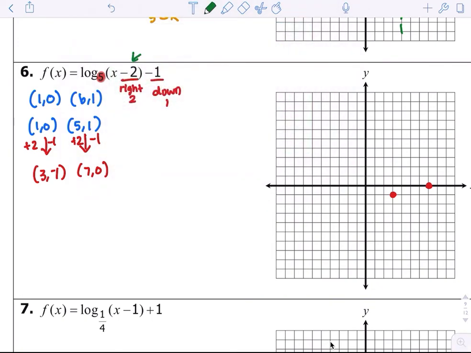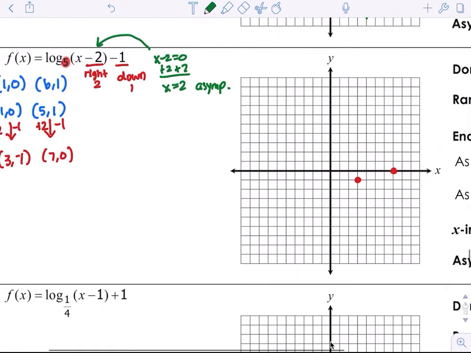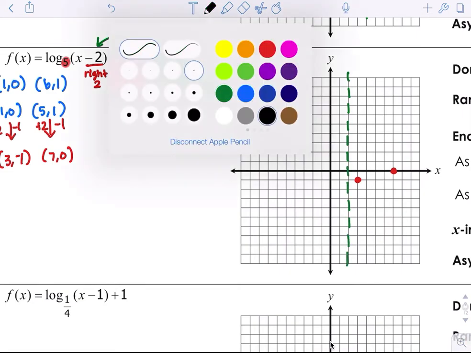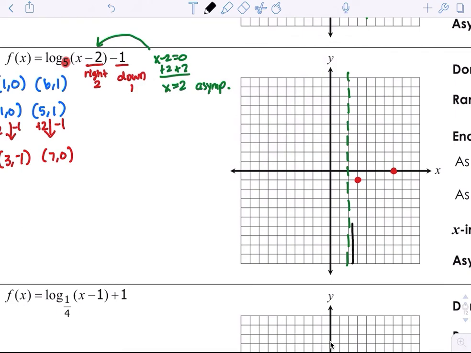So set this equal to 0. x minus 2 is equal to 0. Add 2 to both sides. x is equal to 2 for the asymptote. So 1, 2, 3, 4, 5, 6, 7, 8. There we go. And this is what your graph should look like.